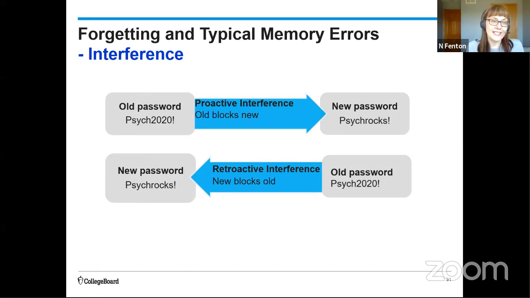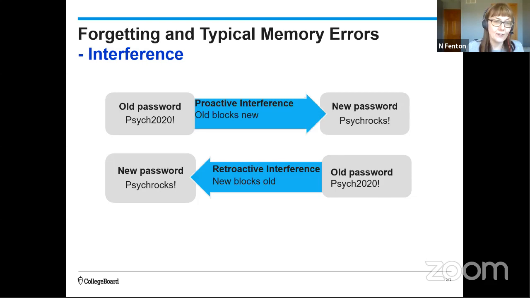Okay, so interference. With interference, this is about blocking. So if you're writing an FRQ about interference, whether it's proactive or retroactive, at some point you have to say blocking, like that's your synonym for interferes. So with proactive interference, the reason why you're forgetting, the reason why you're having a memory error, is your old information is blocking your recall of the new. So you can remember the old password, but it's blocking the new.